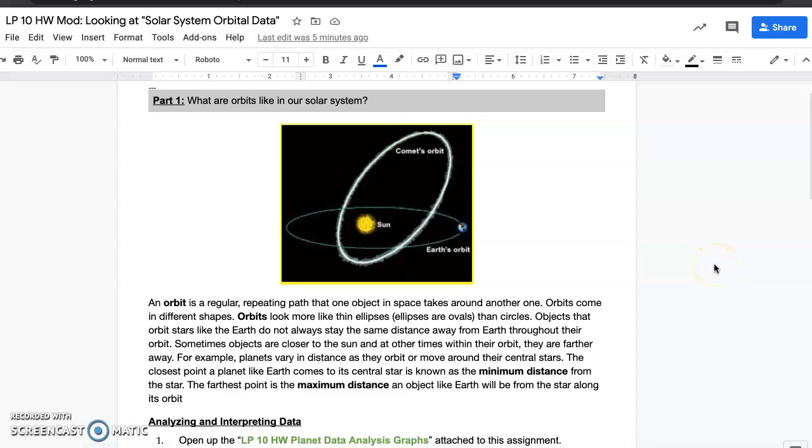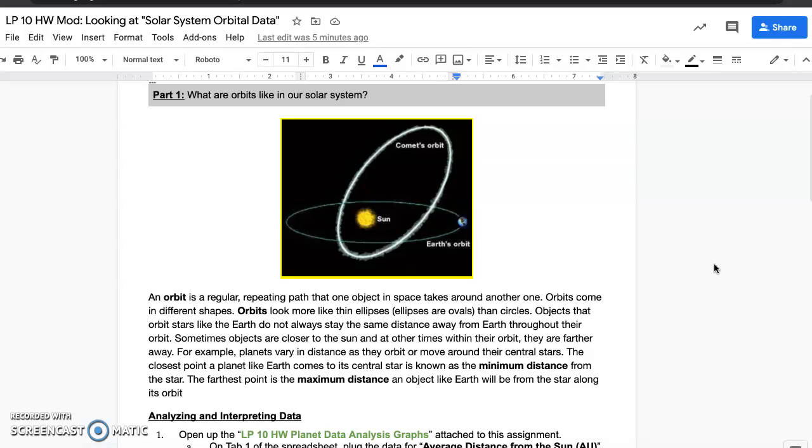Okay, so for the lesson 10 homework, the first thing you're going to do is read this little excerpt that gives you background information on the chart and spreadsheet you're going to work with. So let's read this little excerpt.